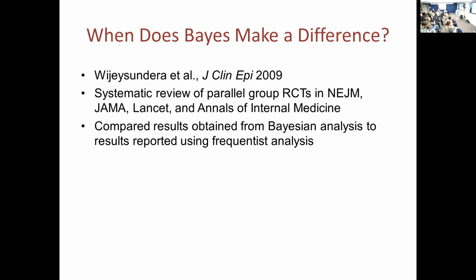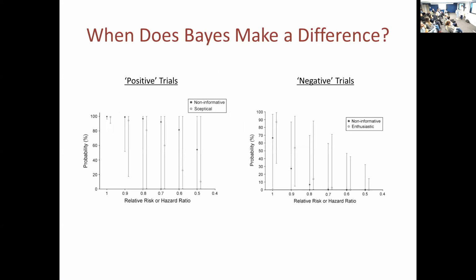He conducted a systematic review of parallel group randomized trials published over a 10-year period in four of the major clinical journals, and compared the results obtained from a Bayesian analysis to those obtained from frequentist analysis. And the plots here basically summarize the posterior probabilities of different thresholds of treatment effect in positive trials and a negative trial.